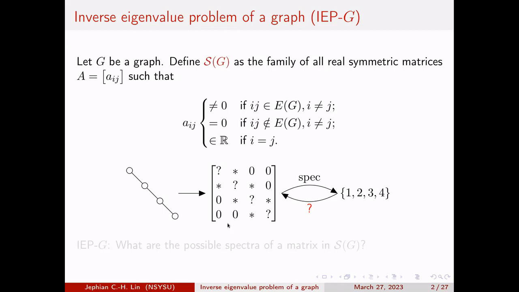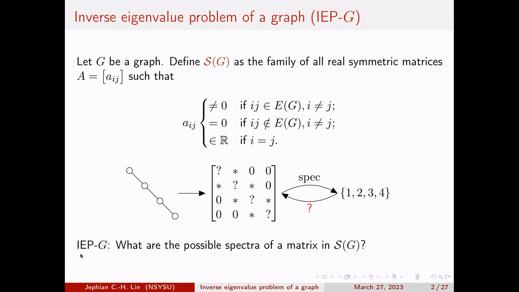Okay, so if I know a matrix, then I can calculate its spectrum. That's not a problem; we learned that in linear algebra. Now the opposite is: if I give you a graph, and I say I want a matrix that looks like this pattern, and I also tell you that today I want the spectrum to be 1, 2, 3, 4, is it possible to find a matrix of this pattern such that the spectrum is exactly the designated values that I just gave? Okay, so that's the essence of the inverse eigenvalue problem.